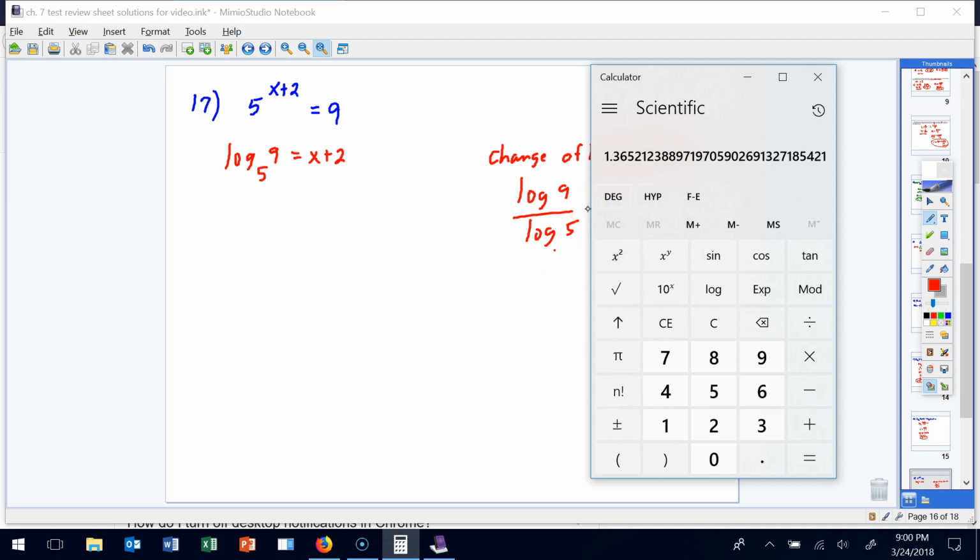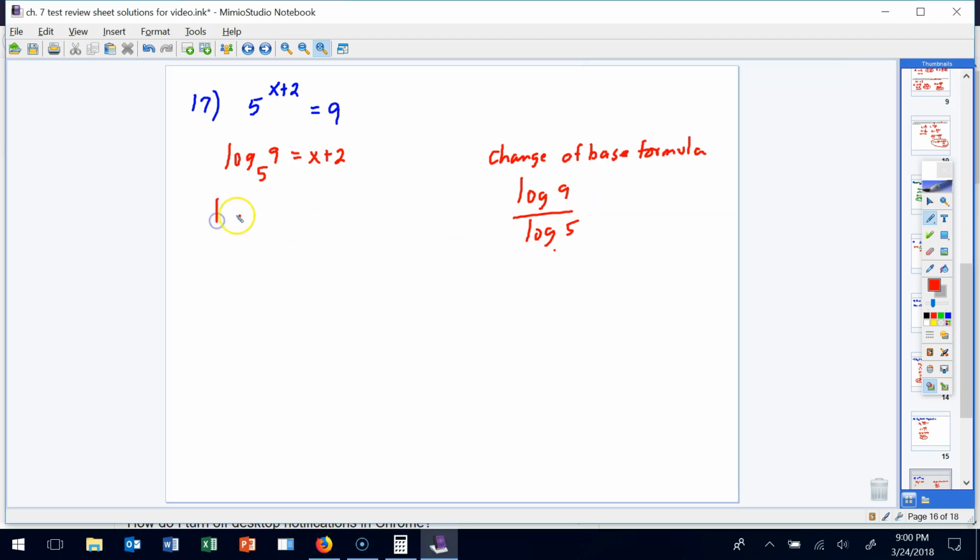So we're supposed to round to 10 thousandths, that's 4 decimal places, so I'm going to say that's 1.3652. 1.3652 equals x plus 2. And to solve for x, we need to subtract 2 from both sides.